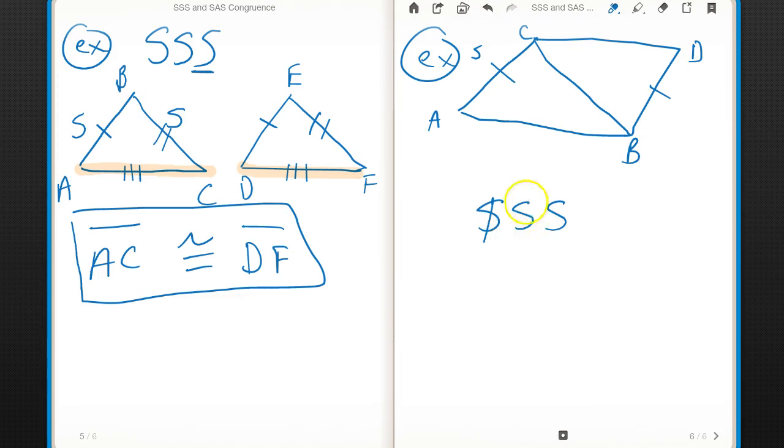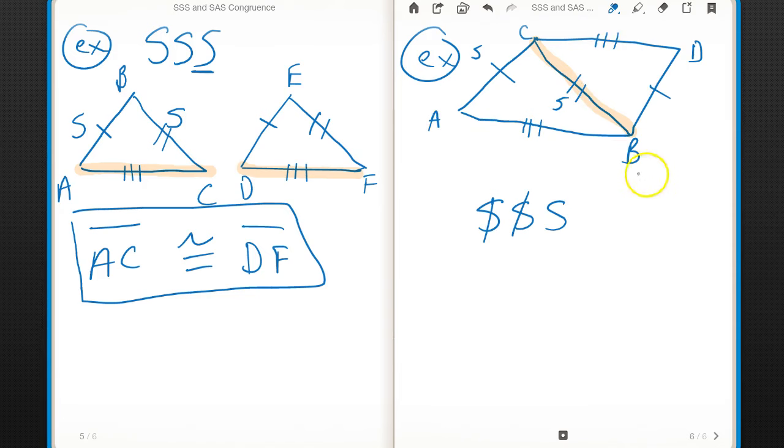Where's my second side? Can I just draw sticks anywhere? Yeah, you can when they touch, right here. So this is the second side. I need the third side. This side is taken care of. This side is taken care of. I need this side here. This side here would be my third stick, which would match this third side here.